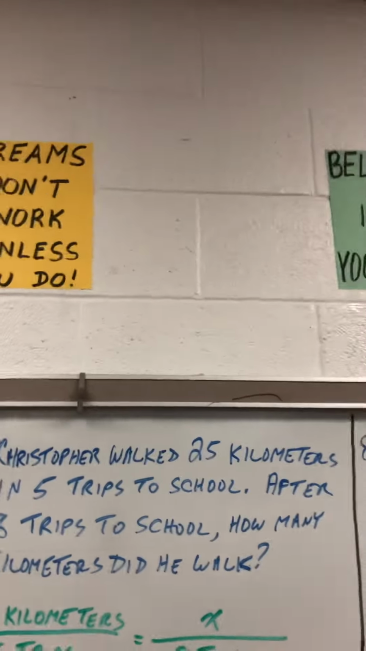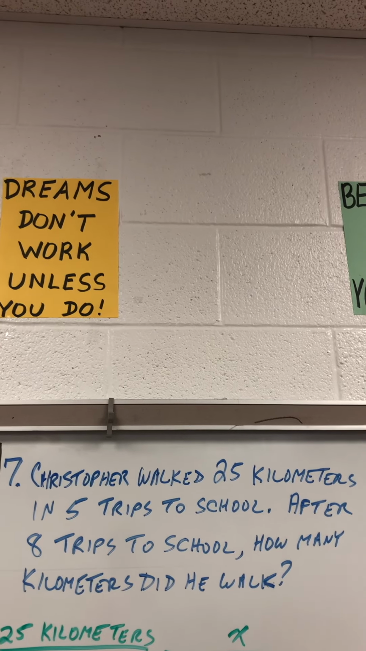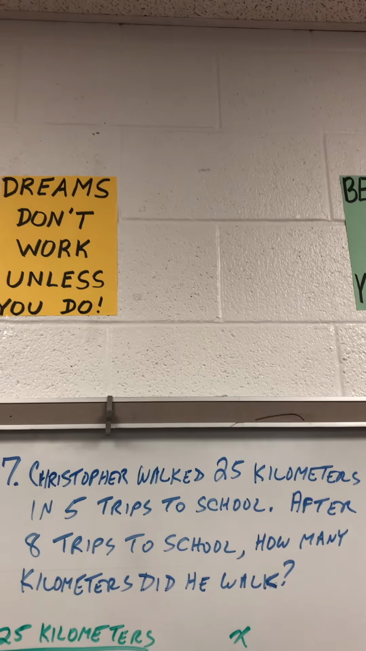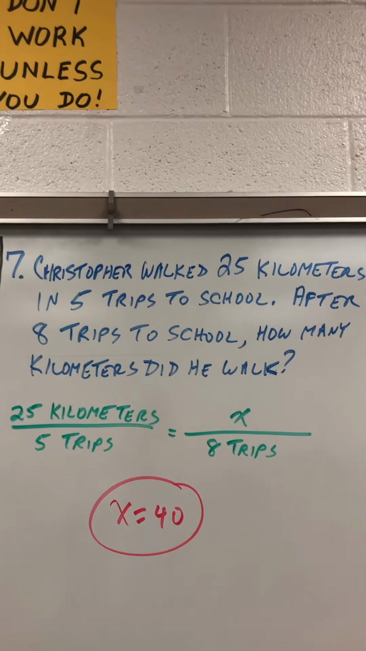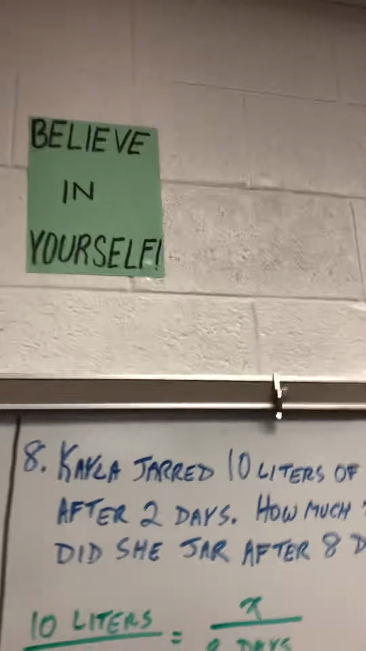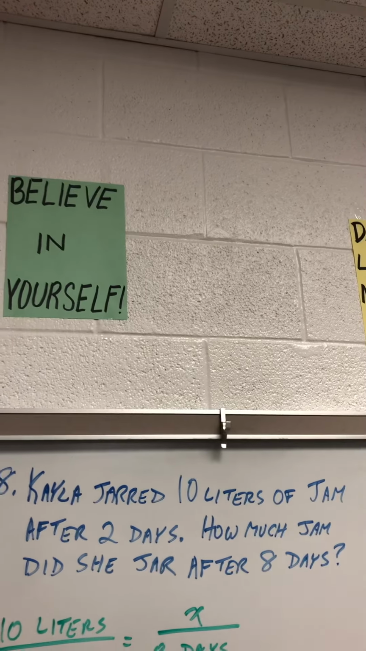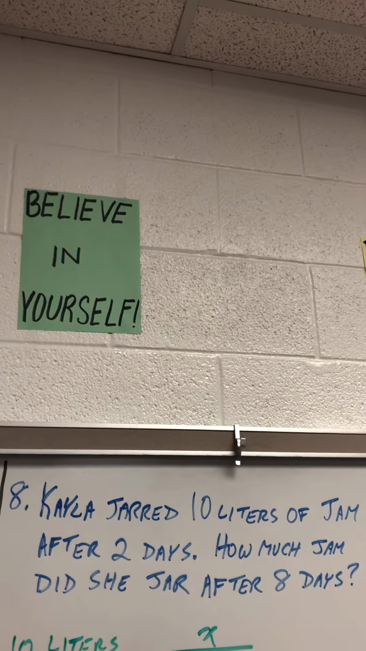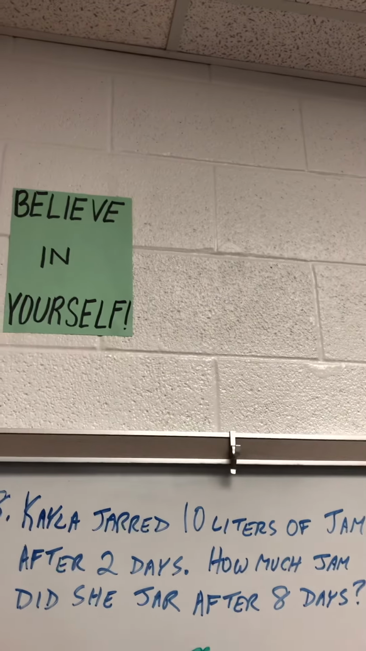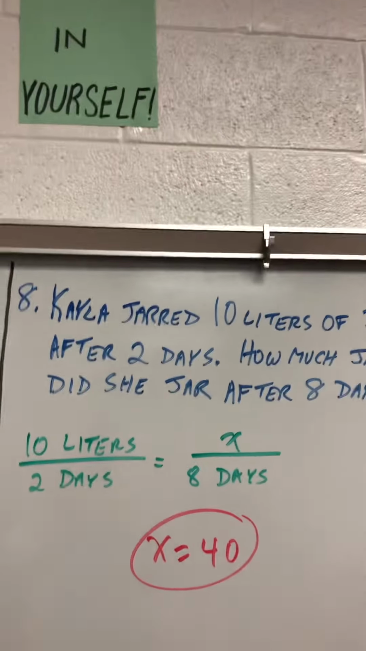Christopher walked 25 kilometers in 5 trips. That's 5 per trip, right? After 8 trips, he went 5 times 8, right? Which is 40. Kayla jarred 10 liters of jam after 2 days. How many did she jar after 8 days? 10 liters over 2 days, that's 5 per day. So after 8 days, that's 5 times 8, which is 40.